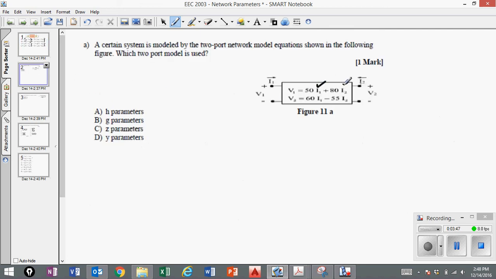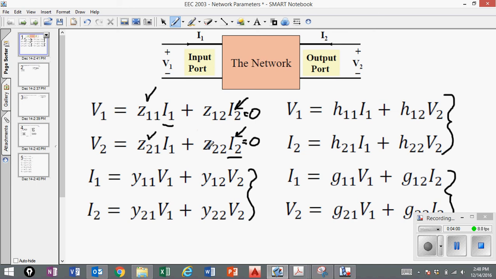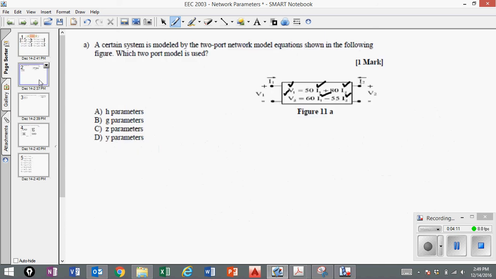If you look closely, it has I1 and I2 as the independent variables that will produce the 2 voltages. So if you go back to the equations and look for where there's I1 and I2, that is represented by the first group of equations, which is your Z parameters. So the answer to this question would be C, Z parameters.